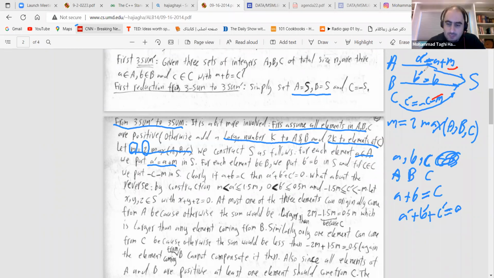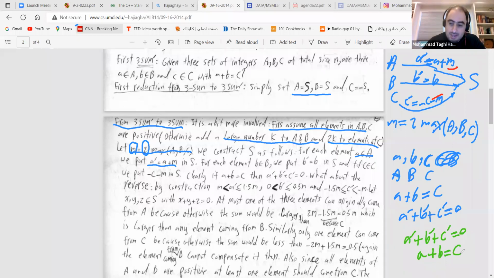Now the part that would be more interesting is the reverse of that. So what is the reverse? Here we have 3 numbers, A prime, B prime, and C prime, that sum to 0 and belong to S. We want to say that in this case, we also have A plus B equal to C.